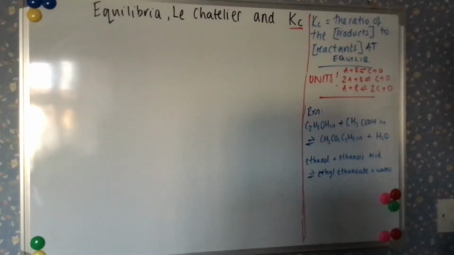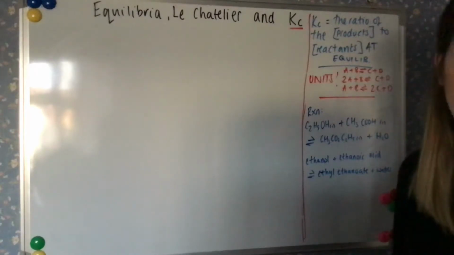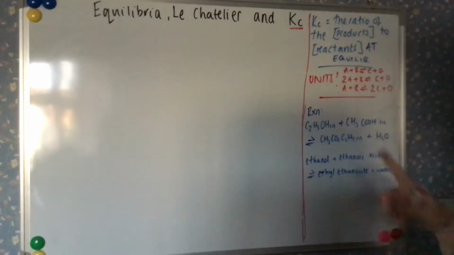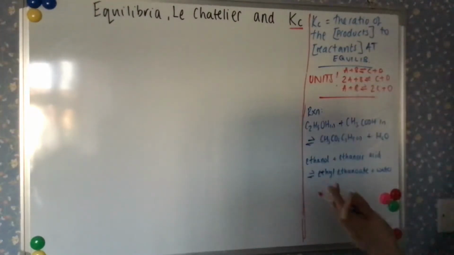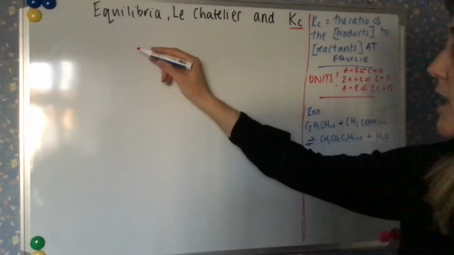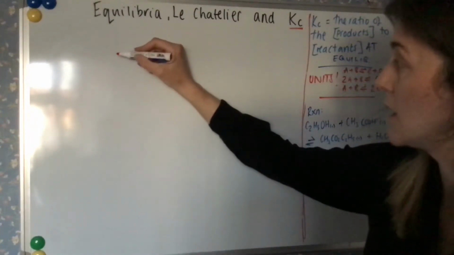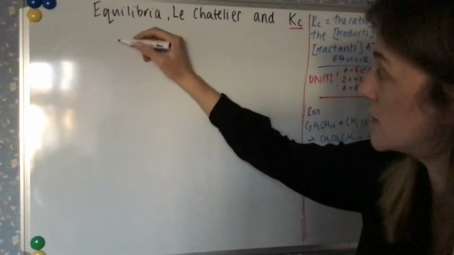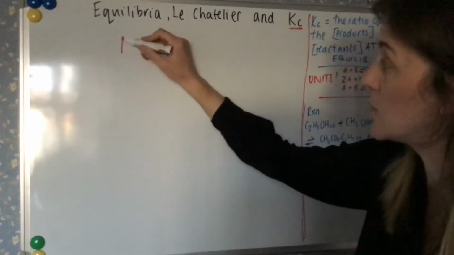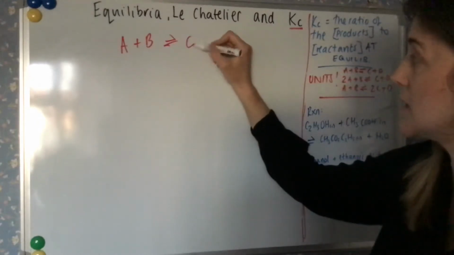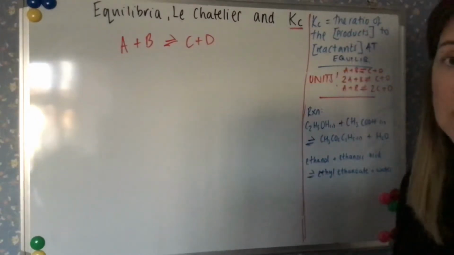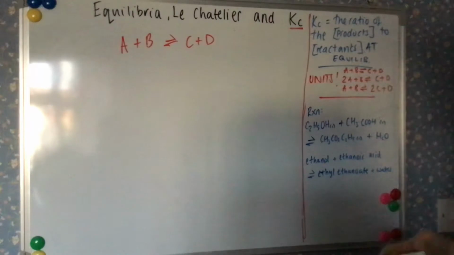The units of Kc are different depending on the reaction. So in this first bit of the video, I'm going to go through how we work out units. First of all, you need to learn how to construct a Kc expression. So let's start with the reaction that we had before: A plus B is in equilibrium with C and D. A nice, easy, straightforward reaction to start with.